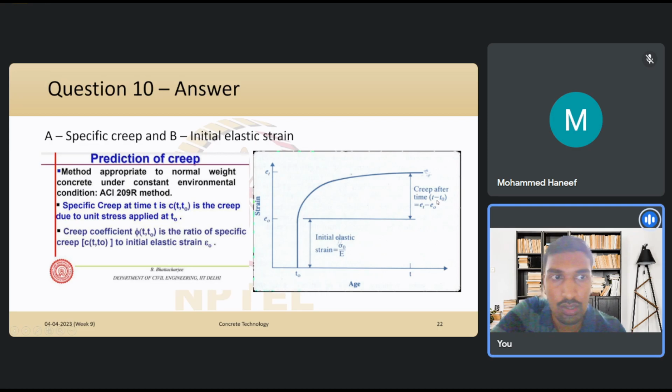One more point to be added is that in this experiment the stress is unit stress, right? So this load that we are applying is unit stress. Only then the creep that we get will be the specific creep, and then divided by epsilon 0 it will give us the creep coefficient. So the two quantities A and B are the specific creep and the initial elastic strain.